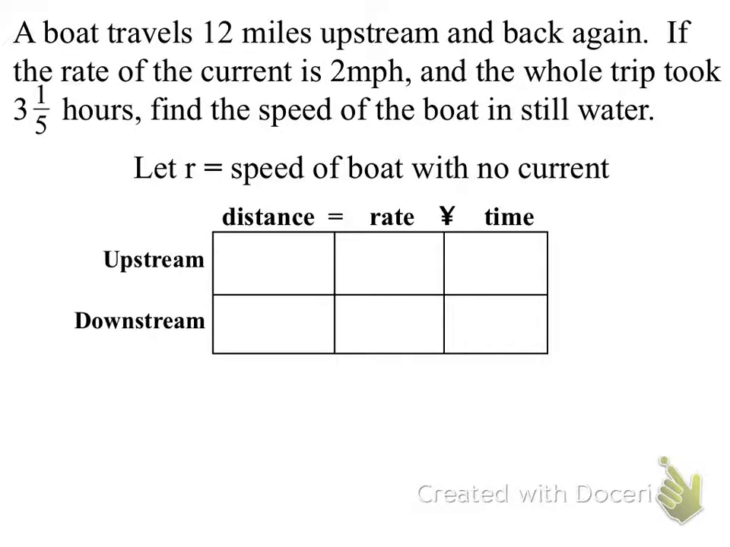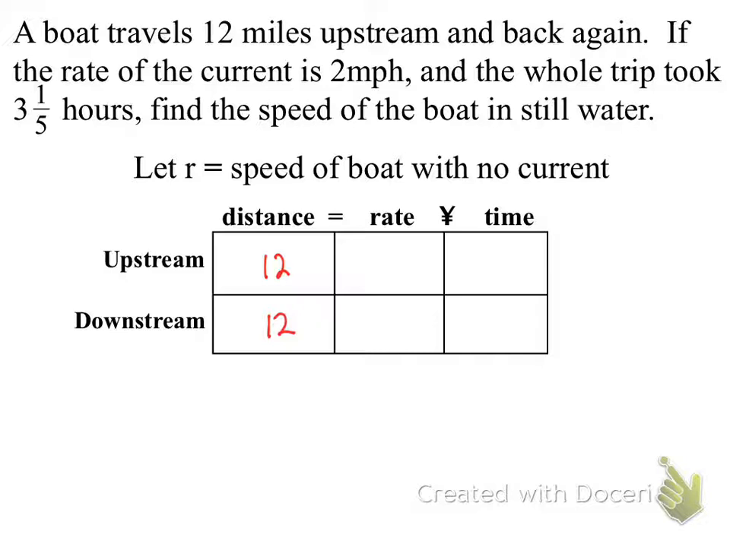Which one's slower, guys? Upstream, yeah, because you're going against the water. What's faster? Downstream, because it's pushing you. Okay, where does the 12 go? Distance. Both ways, going there and back. Okay? The rate. It says the rate of the current is 2 miles per hour, not the rate that the boat is traveling, just the water.